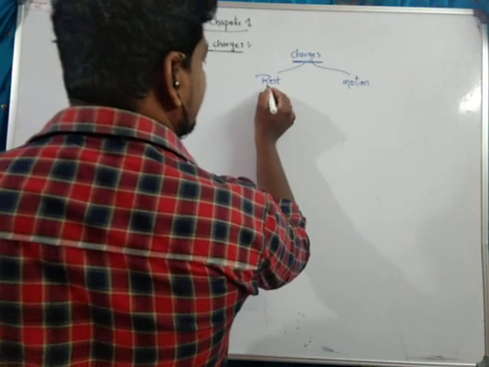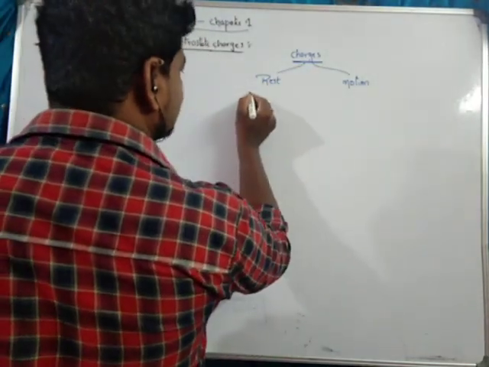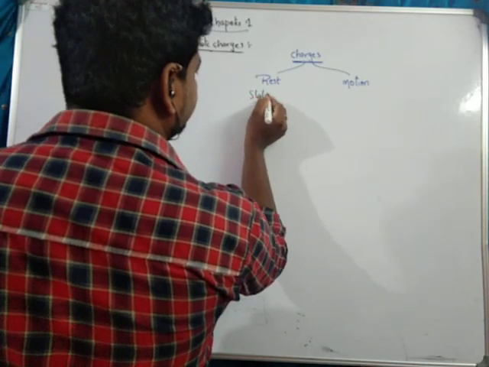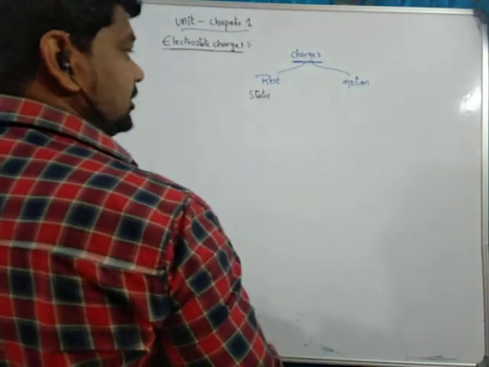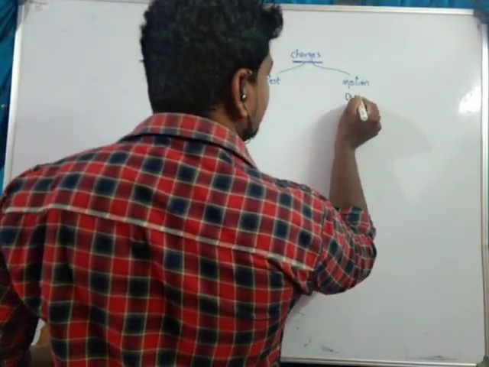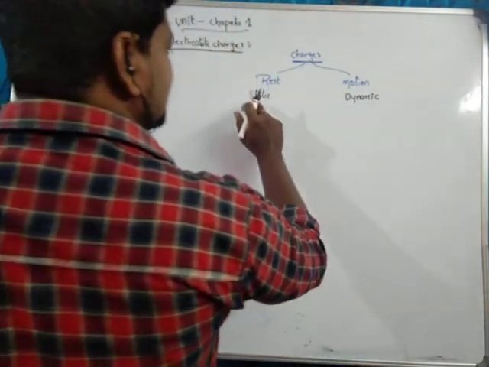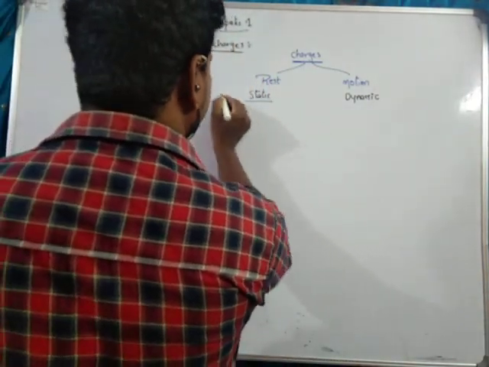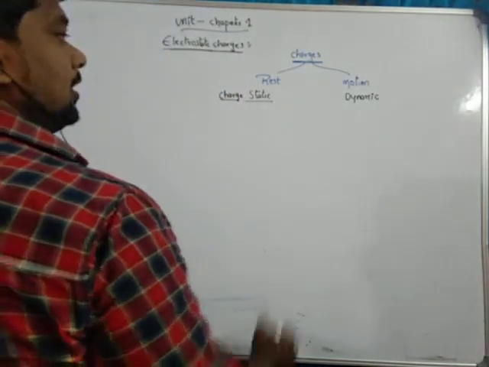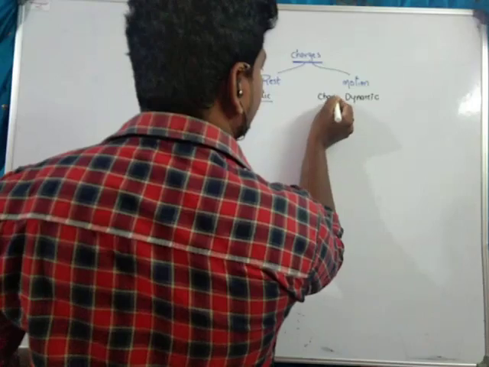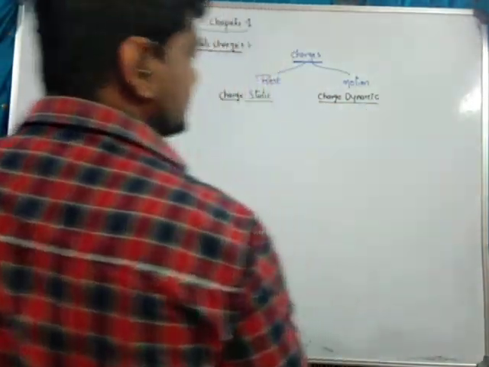If you study the charge in rest, we call this static. And the charge, if you study in motion, then it's called dynamic. So we want to study charge in static mode and charge in dynamic mode. So these are the two patterns.